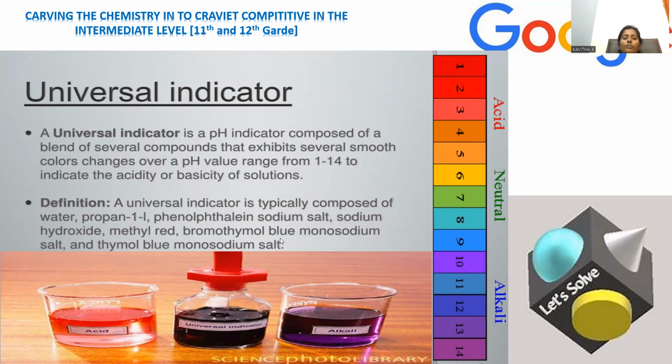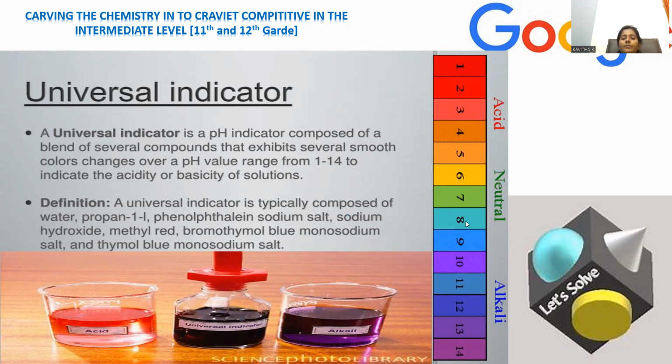naphthalene with sodium salt, sodium hydroxide, methyl red, bromothymol blue monosodium salt, thymol blue monosodium salt. These many components are required in order to prepare a universal indicator. Whenever the universal indicator is prepared, if the compound is acidic, the immediate color changes to red, orange, pale orange, yellow. So up to yellow in color, all are said to be what? Acids.